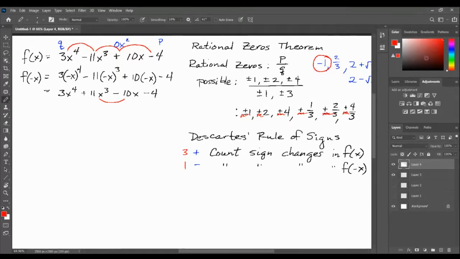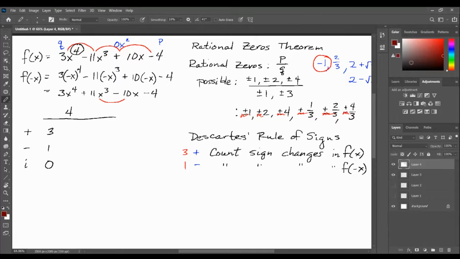Now I did say there's one change here, and that is, I'm going to make a little table here. We've got positive zeros, negative zeros, and imaginary zeros. So we found 3 positives, 1 negative, and we know that we need 4 zeros total. So 3 plus 1 is 4. That means there would be 0 imaginaries. The sum of each column has to equal the degree of the polynomial.